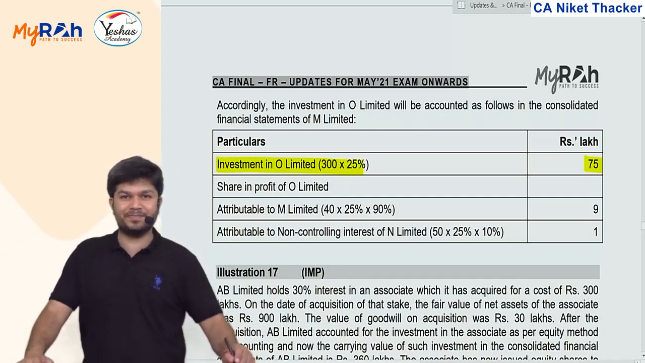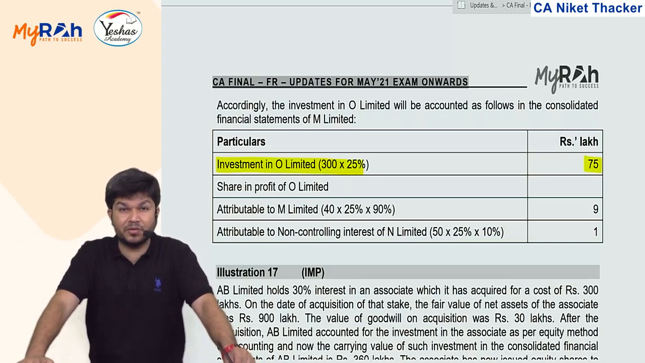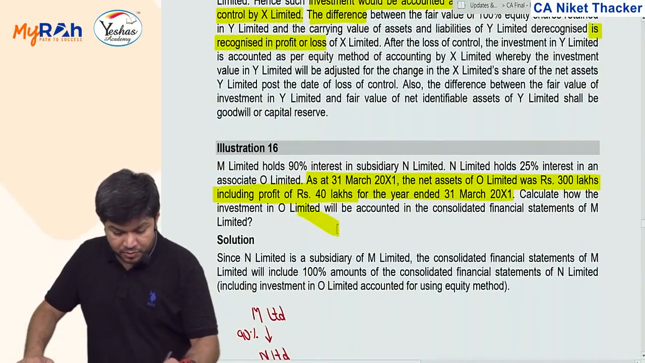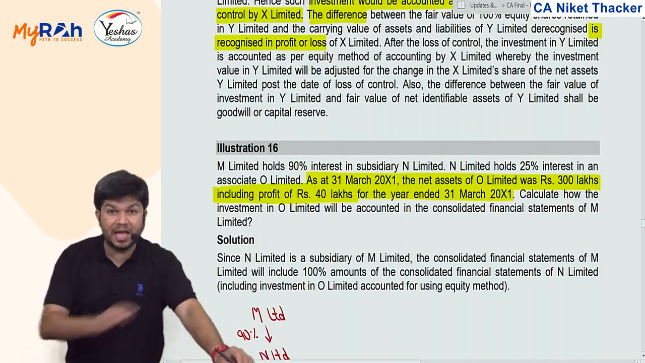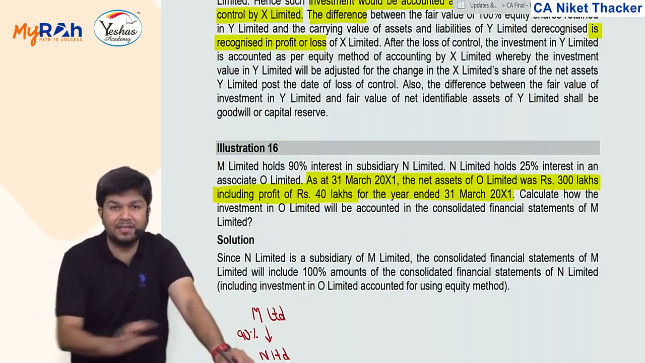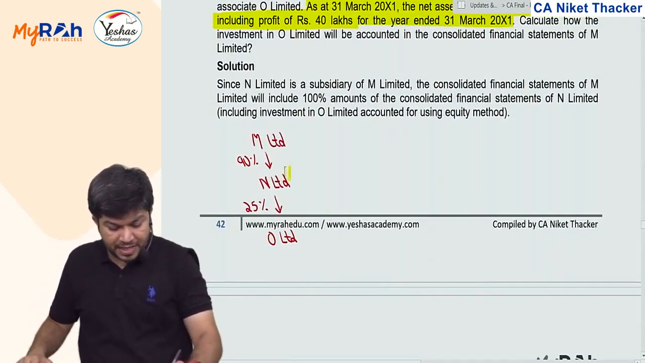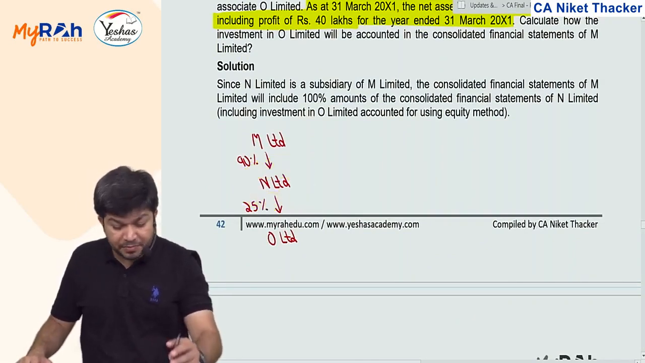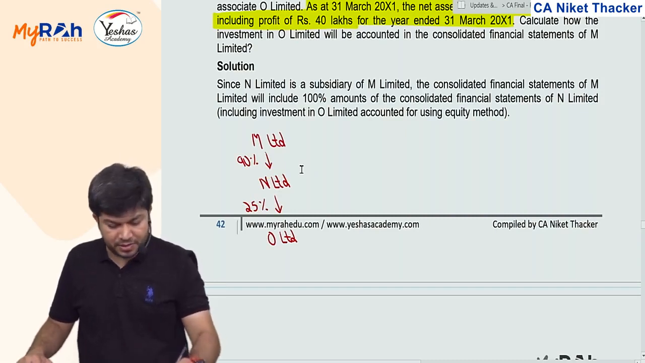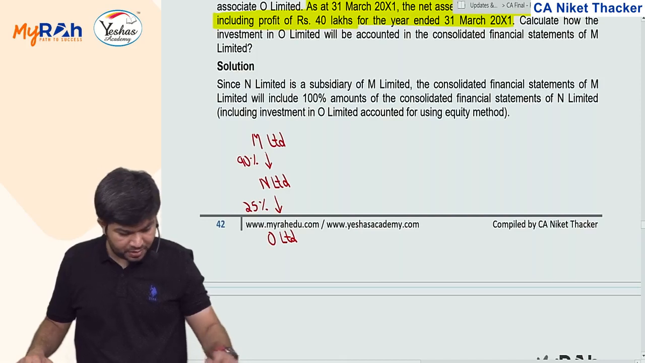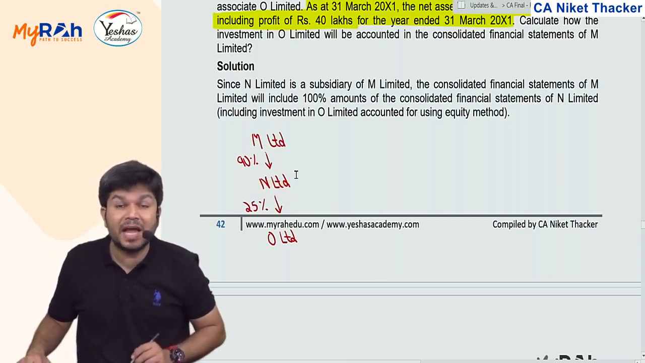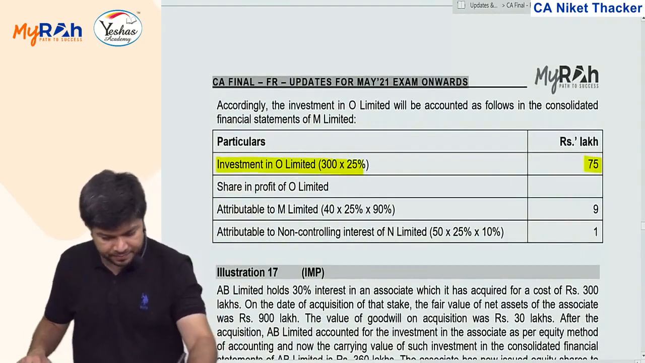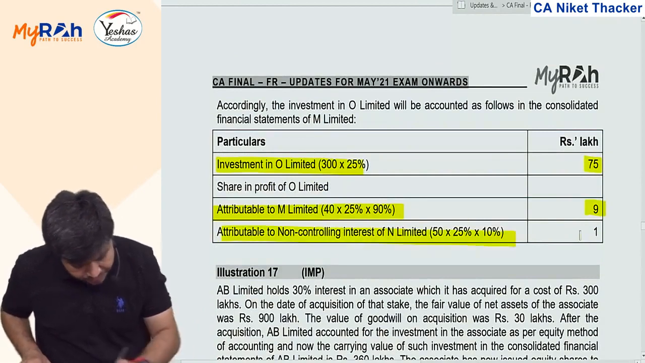Now the share of profit. Investment appears at 75. Now the share of profit: total profit is 40 lakh, and 25% of 40 lakh is 10 lakh. So 10 lakh profit comes to N. We hold 90% of N, 10% is others. So N gets 10 lakh, and of that we get 90%: 9 lakh, and NCI gets 1 lakh.